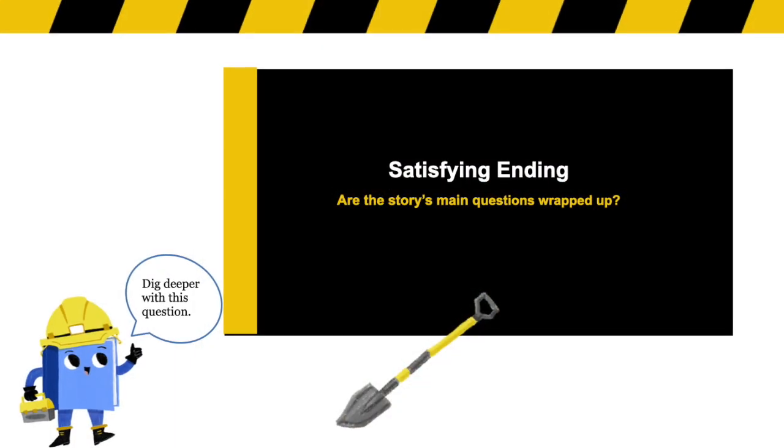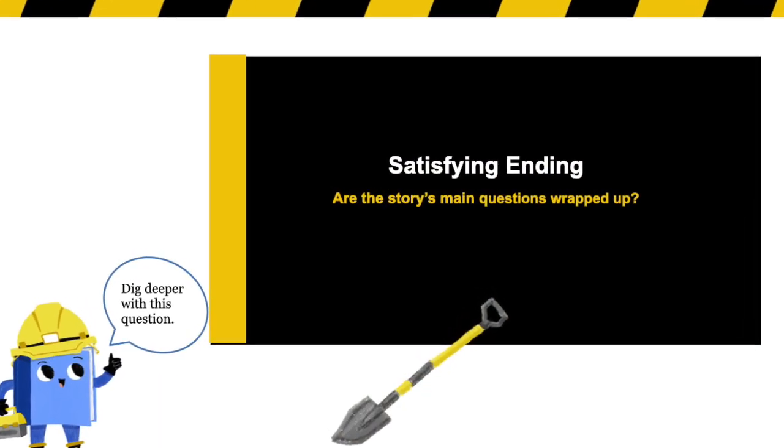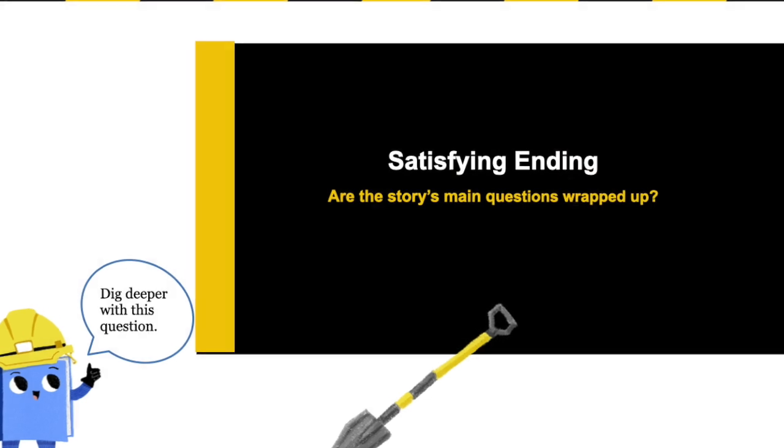Our final tool is a satisfying ending. A satisfying ending ties up loose ends for both the internal and external conflict. The tension that the character has experienced is resolved. The reader is left with a comfortable feeling after moving through an emotional and physical roller coaster ride.